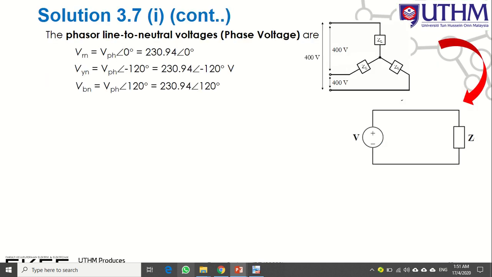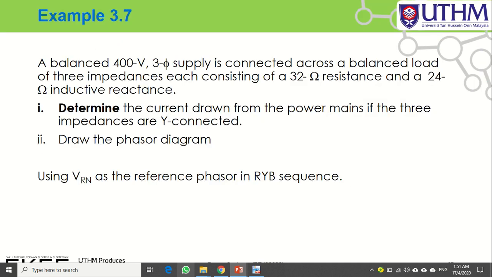We have the next example. Okay, last example for the YY system. Let's look at the last example, example 3.7. Let's say we have a balanced 400 volt 3 phase supply connected across a balanced load of 3 impedances, each consisting of 32 ohms resistance R and 24 ohms inductive reactance. This is the supply voltage, which means the line voltage.